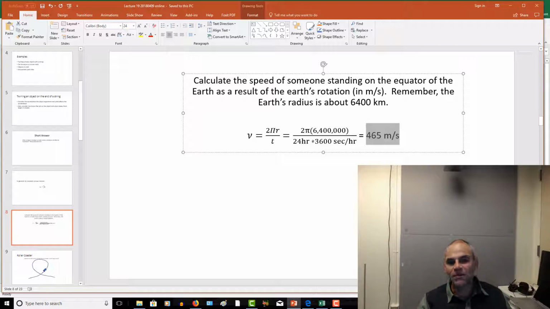We'll look at the implications of that in a little bit, but I thought it would be useful to think about what speed is for an object moving in a circular path. In this case, the object is somebody standing at the equator, anywhere on the Earth.